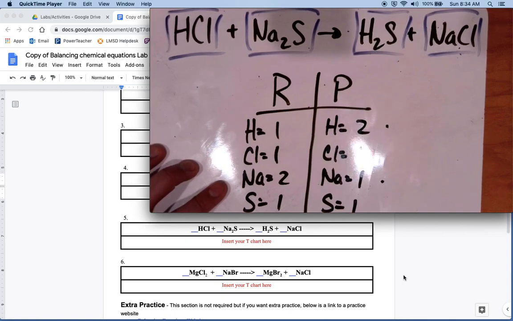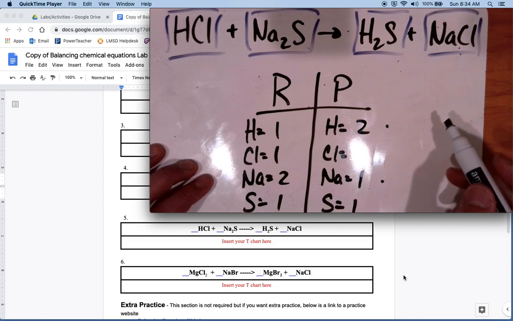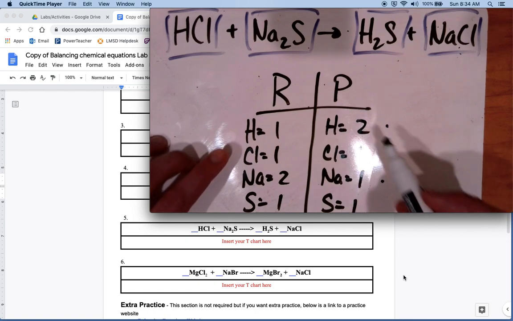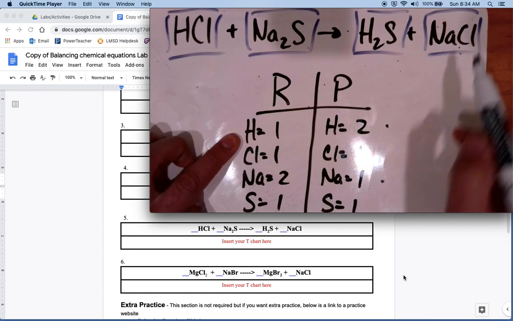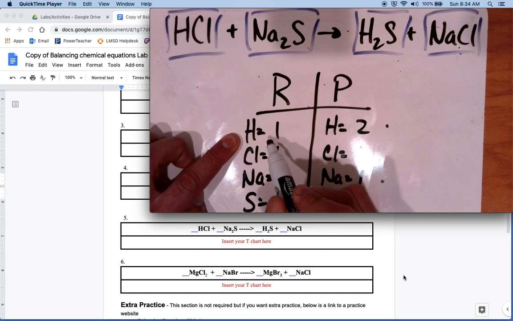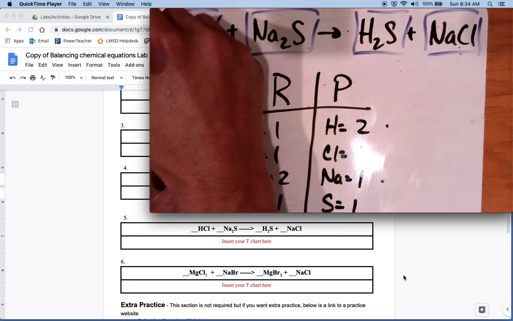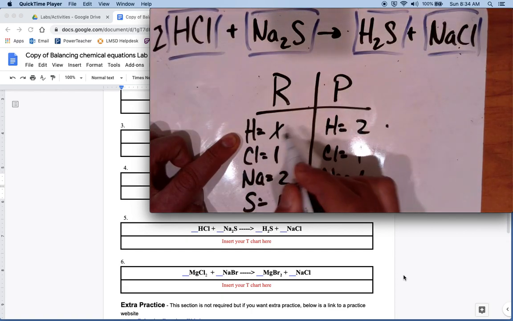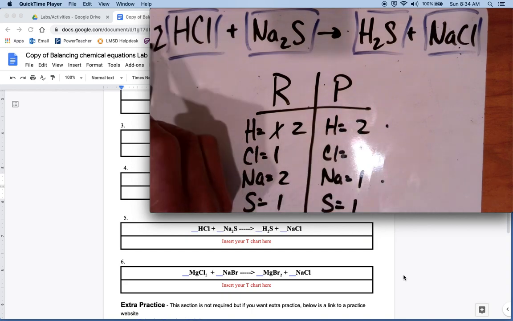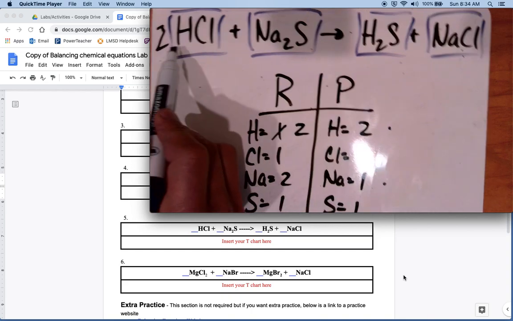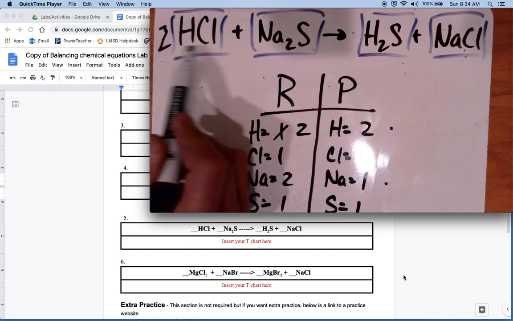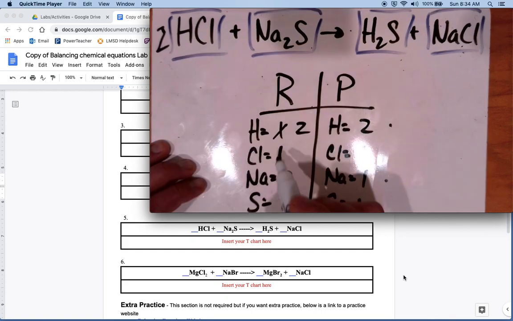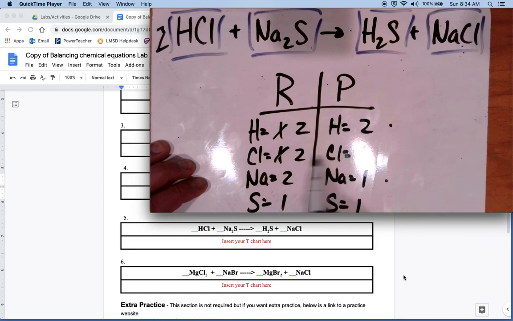All right, so what do I want to fix first? I'm going to fix the hydrogens. In this case, I have 2 on this side and only 1 on the other. So an easy fix for me is just to put a 2 right here, right? Now the problem is when I put a 2 here, I'm saying multiply this entire molecule by 2. So I also have to multiply the chlorine by 2. Now that messes me up here, but it's okay. I'm going to show you what's going to happen, and it's going to be a simple fix, right?